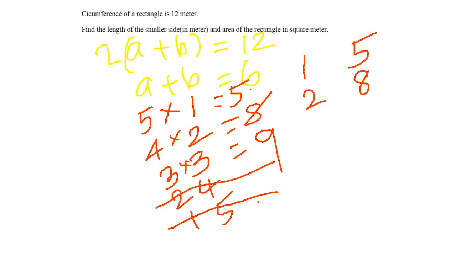When 1 is the smallest side, 5 is the area. Both 1 and 5 are there in the choices. So the answer is 1 and 5. What about 2 and 8? 2 is there, 8 is not there. 3 is there, 9 is not there. So for 2A the answer is 1, and for 2B the answer is 5.